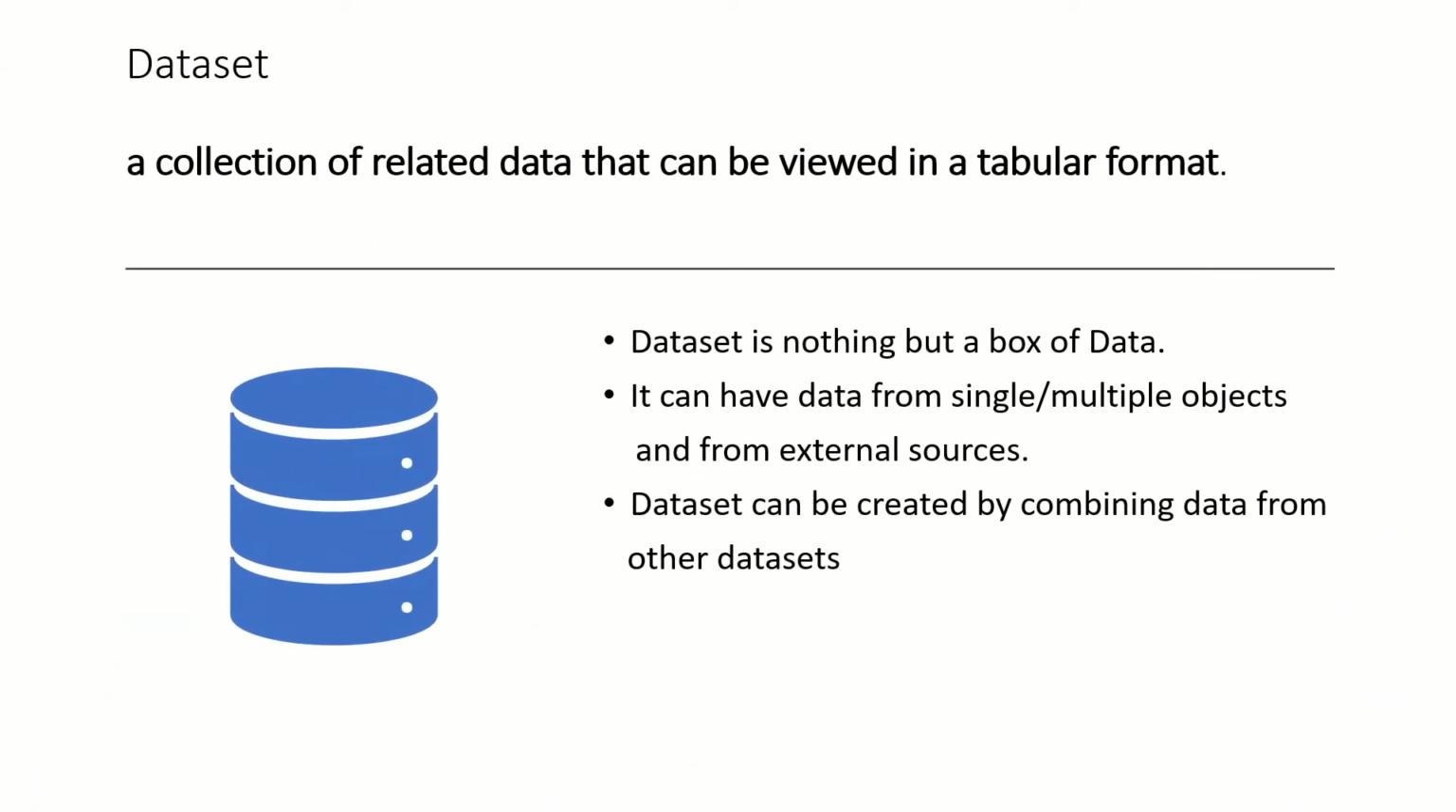Then what is a data set? A data set is nothing but a collection of related data that can be viewed in a tabular format. A data set is nothing but a box of data. It can have data from single or multiple objects and from external sources. A data set can be created by combining data from other data sets.